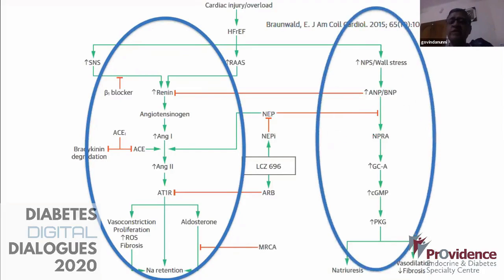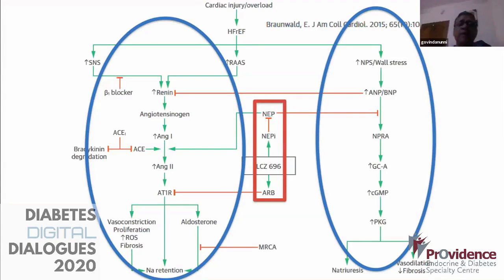Now, on this side, the only drug that has been tried was a synthetic natriuretic peptide, and unfortunately it did not show any benefit. That is nesiritide, which did not show any benefit as far as reduction in mortality or morbidity is concerned. And that is why researchers put their concentration on this neprilysin inhibitor. Now, why ARB? Why can't you give only a neprilysin inhibitor? Why do you want to add it with an ARB?